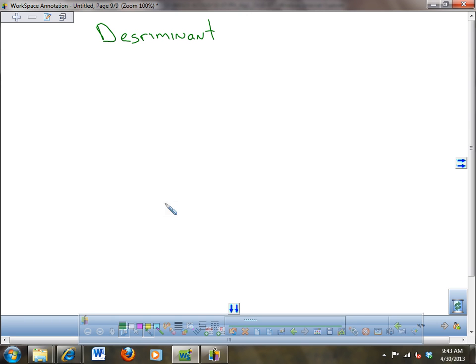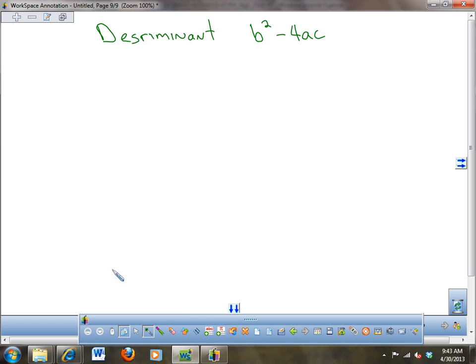That's right. Discriminant. Okay? Now what the discriminant is, it's just b squared minus 4ac. That's all it is. And you might notice that that is a familiar thing. Where's that familiar from, Justin? It's the part inside the square root in the quadratic formula.